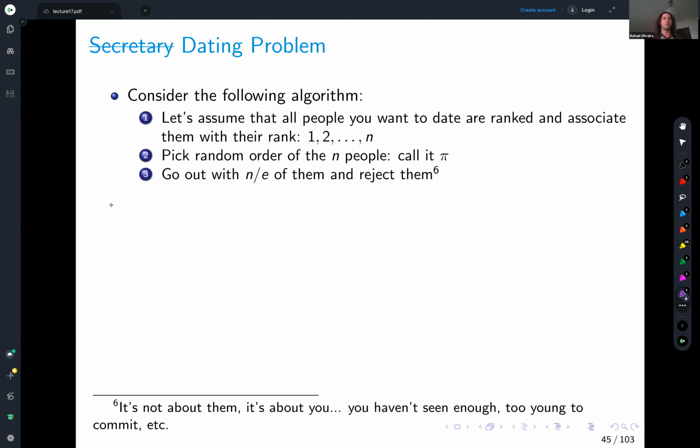You just break up with them, and you'll say like, okay, it's not about them, it's about you. You haven't seen enough, you're too young to commit. You're going to use all the possible excuses in the book, but you have to break up with them, okay?